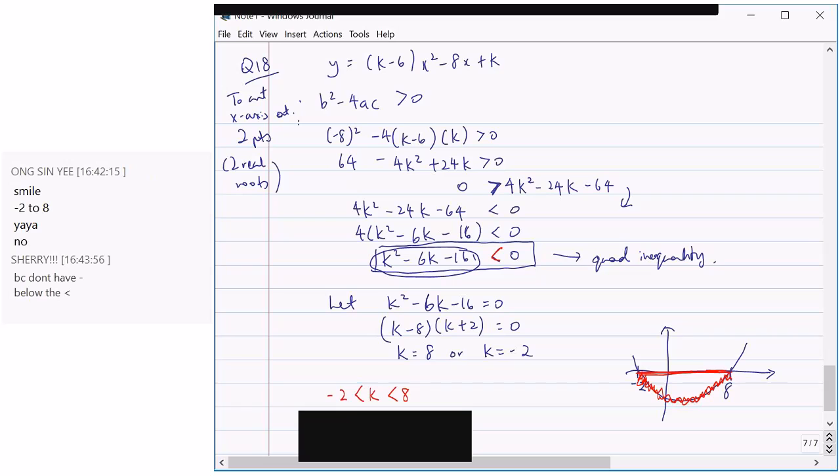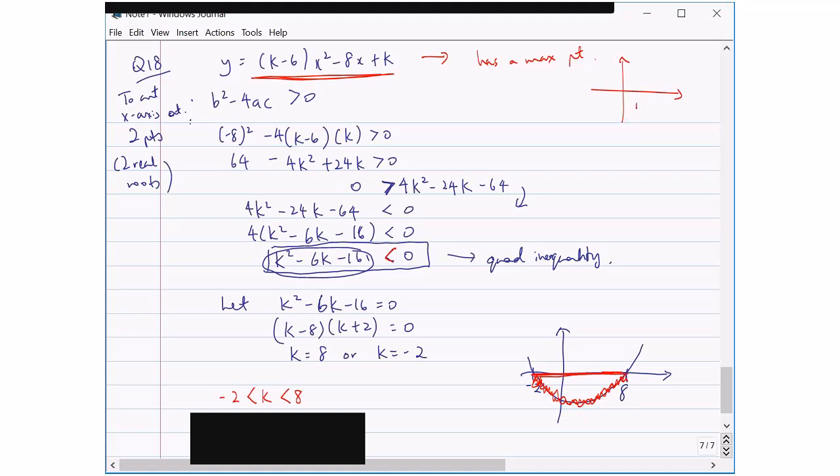Okay, so usually we will stop here. This is my answer. But in this question, you have to be a bit careful. The question continues. Actually, the question gave me another piece of information. It says this graph has a maximum point, which means only a quadratic curve that is always smiling or frowning. To have a maximum point, this quadratic curve must be frowning. Right? That will give me a maximum point.